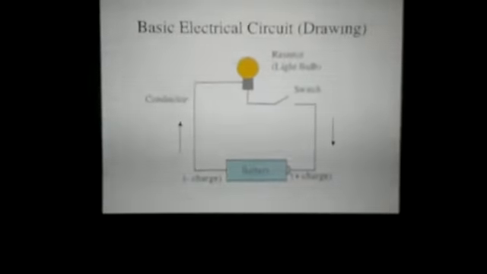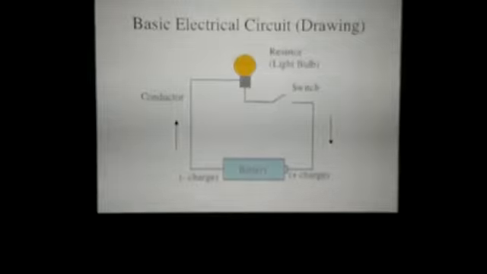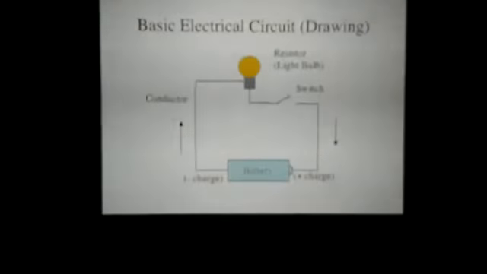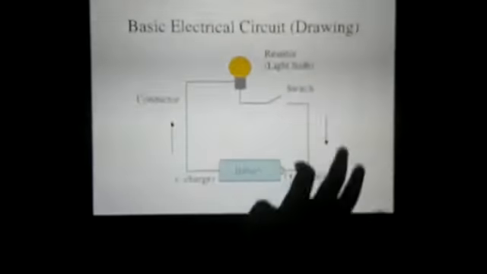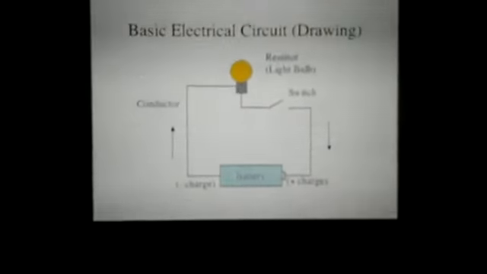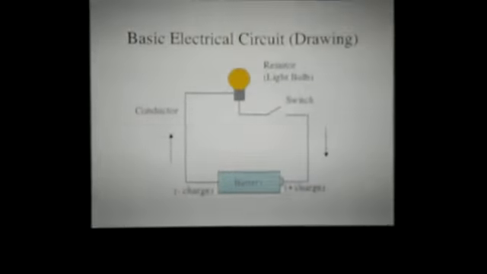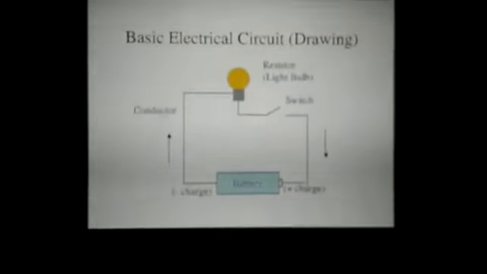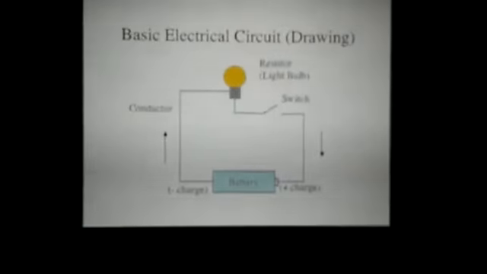Now, what exactly is the conventional direction? The electrons flow from the negative terminal to the positive terminal of the cell. Meaning they flow from here, negative to positive. But when we show the direction, we show it from positive to negative in the circuit. It is because of giving credit to the scientists who first discovered that potential difference is from the greater terminal to the lower terminal.